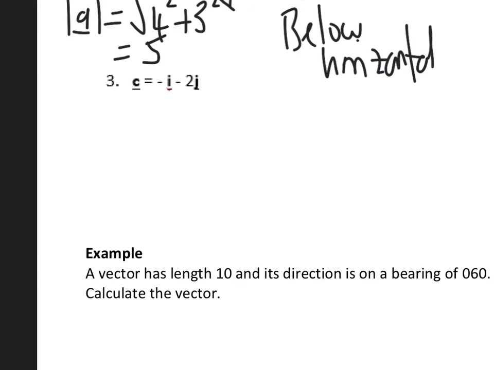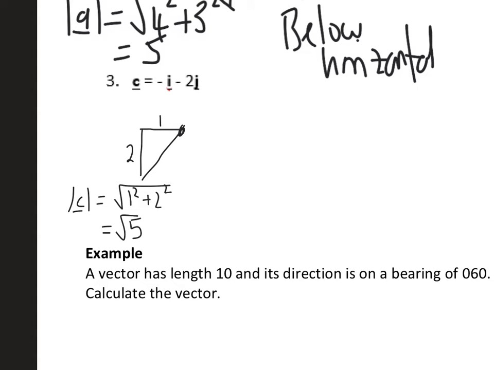Okay, the third one. So I'm starting somewhere here. I'm going 1 to the left, it's minus i. I'm going down by 2, it's minus 2j. This length here, I'm just going to do the magnitude. I'm going to do 1 squared, add 2 squared. So I get the magnitude is root 5.